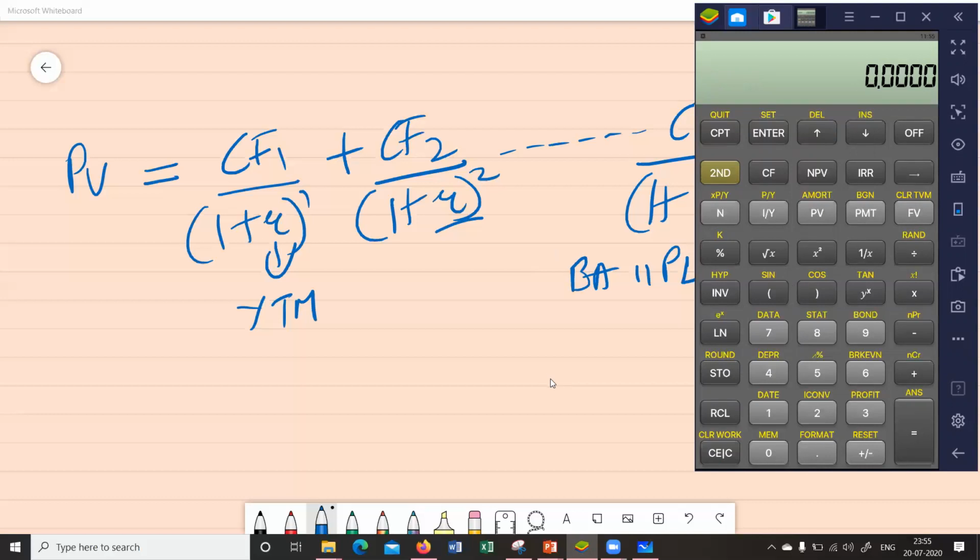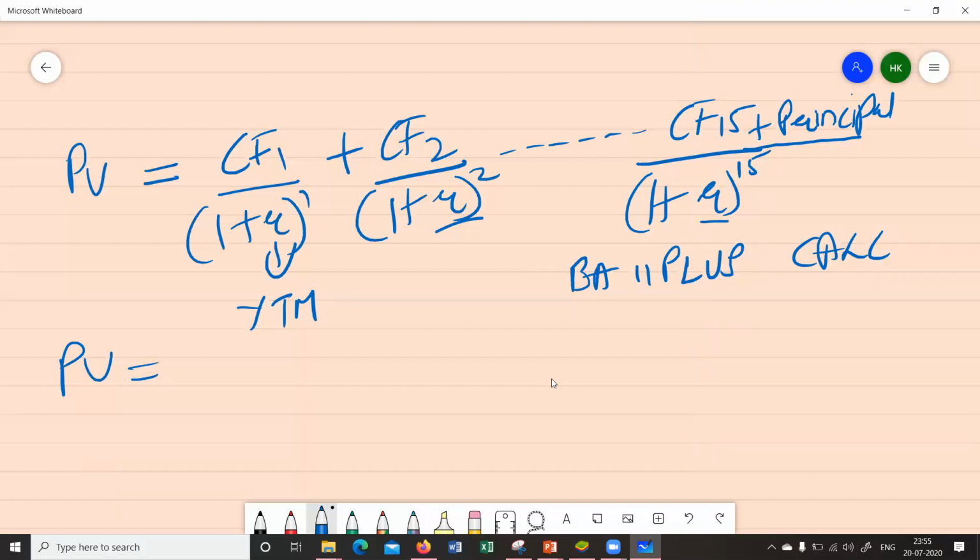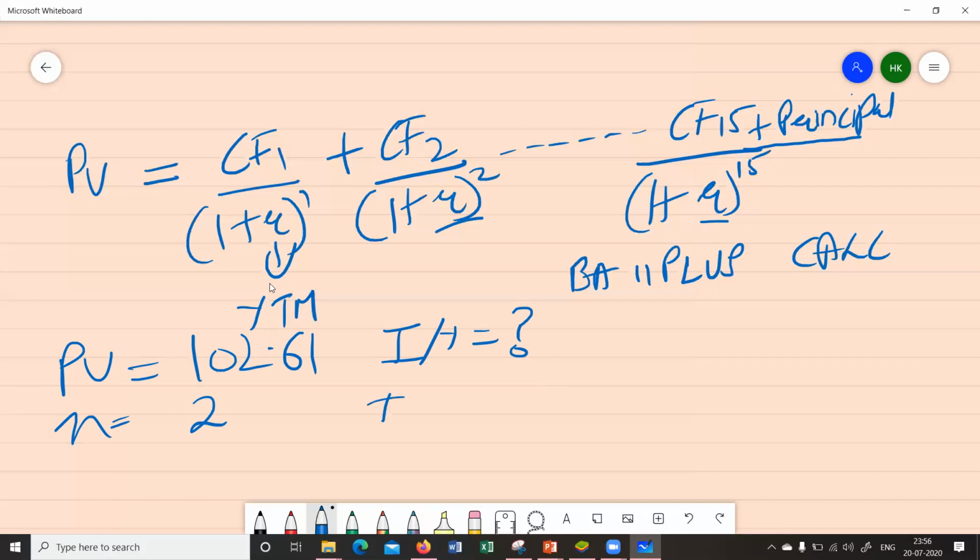Okay, now let's go ahead and feed in some figures. So let me just write down what all we have. We have the PV, and the PV of the bond is 102.61. So this is what you need to pay in order to purchase the bond right now. You will have to hold the bond for 2 years. I by Y, this is nothing but R, and we do not know this. So we need to find this, or this will be our yield to maturity. And we already know the future value or the face value of the bond is 100 Mexican peso.